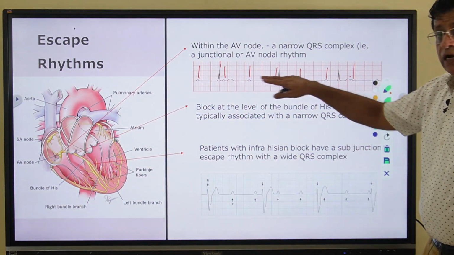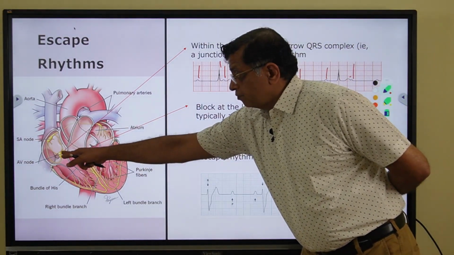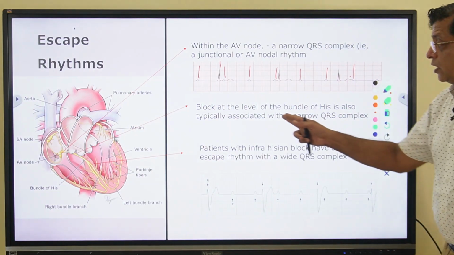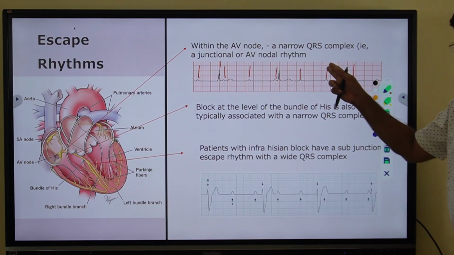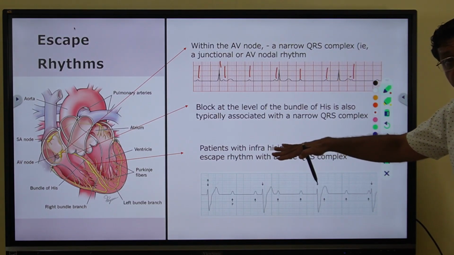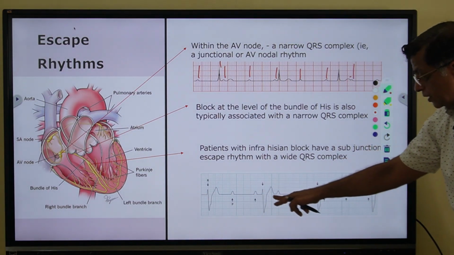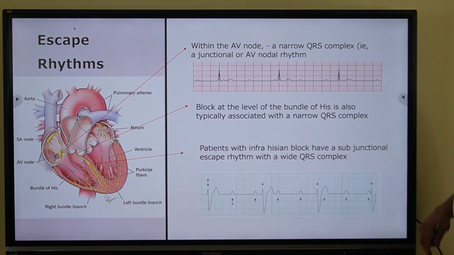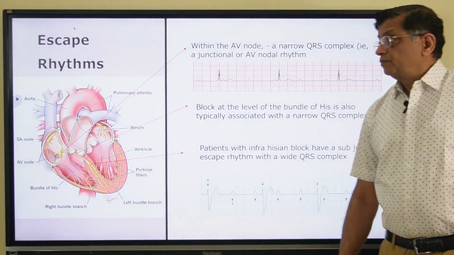So this is complete heart block, but because the rhythm is coming from just below the AV node, the QRS complexes are narrow. Similarly, if the block is at the level of the bundle of His, again the QRS complexes will be narrow. But if it is infra-Hisian, below the level of the bundle of His, then in complete heart block the QRS complexes would be wide. So this gives us an idea as to where the block could be.